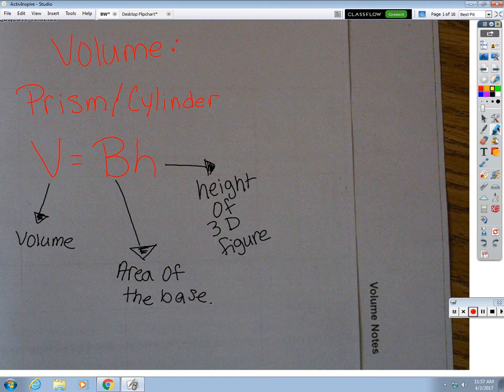Okay, with your yellow highlighter, you're going to highlight this big B. Why is the big B a little thing? Because it stands for area of the base. Okay? Big B stands for area of the base.